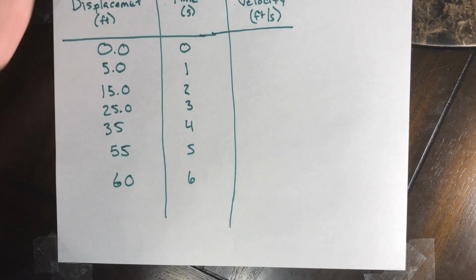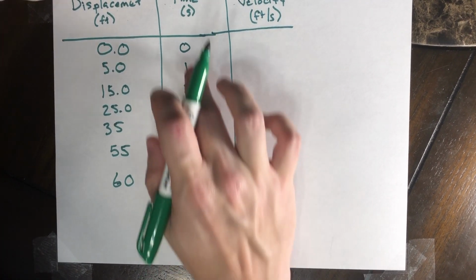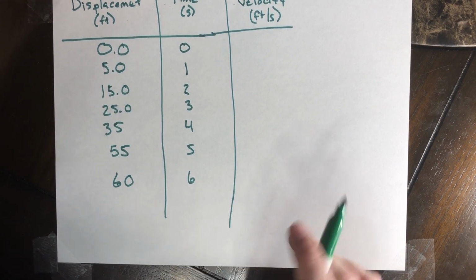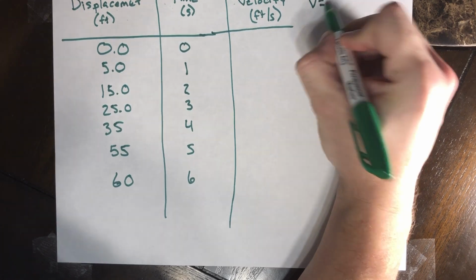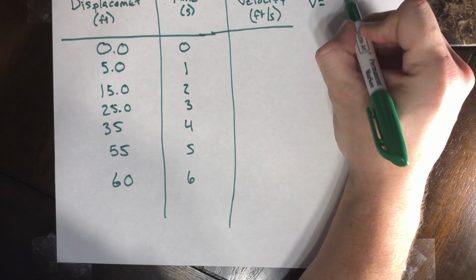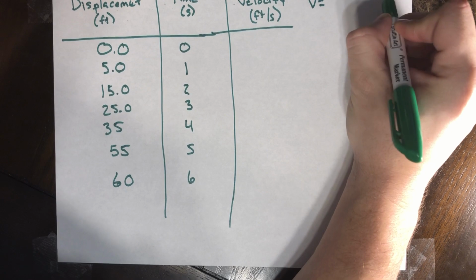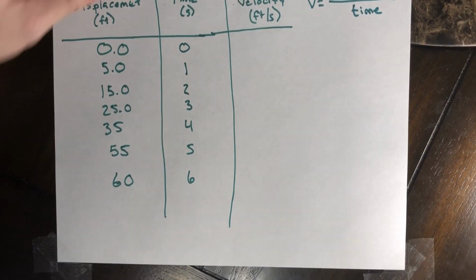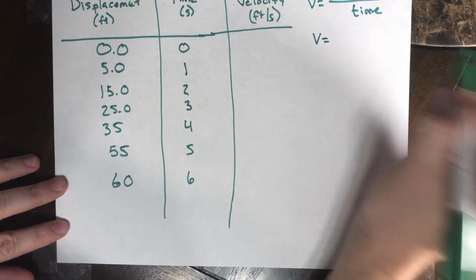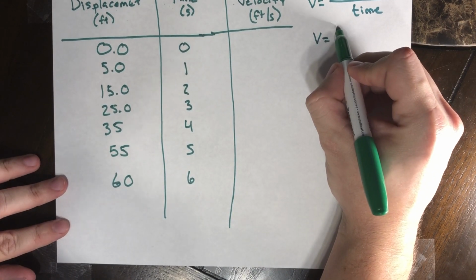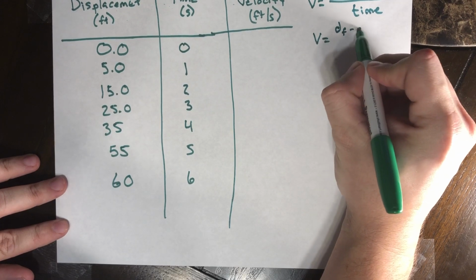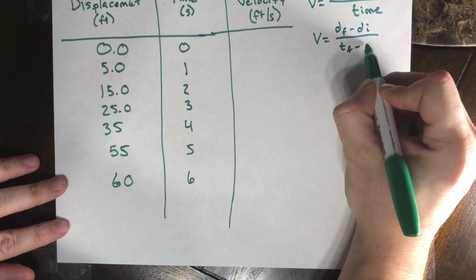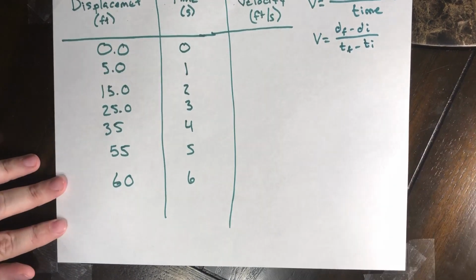Now, when you're finding a velocity, you have to have a starting and an ending point. So we have 7 different times, 7 different distances or displacements. When we find velocity, it's displacement over time. So that's all we're going to do. We can find that by taking the final displacement minus the initial displacement, divided by the final time minus the initial time, for each one of these.